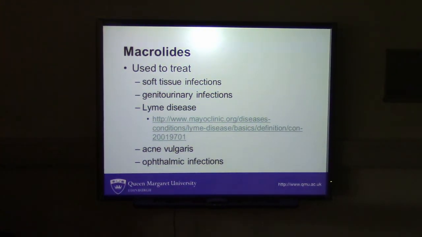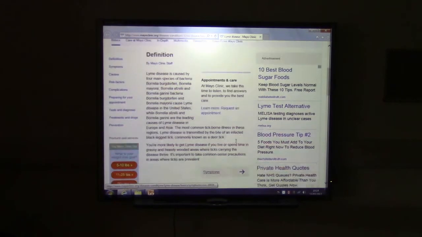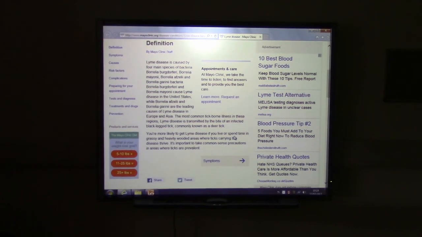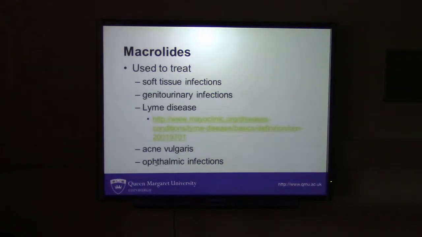I've also put a little bit in here about Lyme disease, with a link through to the Mayo Clinic. And the reason for that is it's something that comes up. It's something you read about. It's one of these ones where it's heavily wooded areas and people get ticks carrying the disease. And erythromycin is particularly effective at dealing with that.